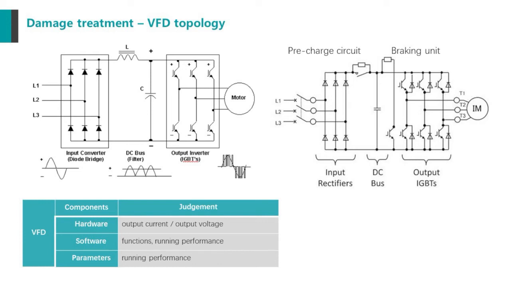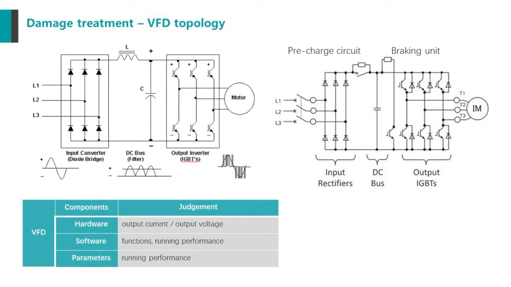Because for the hardware, if the output is good, the central part is good. For the hardware, we all know that VFD transfers the AC input power to DC power, and then through the IGBT transfers it to AC output. So the inverter hardware mainly consists of several modules: the input rectifier module, the DC bus module, and the output IGBT module. Also, there is a pre-charge circuit and a braking unit circuit.